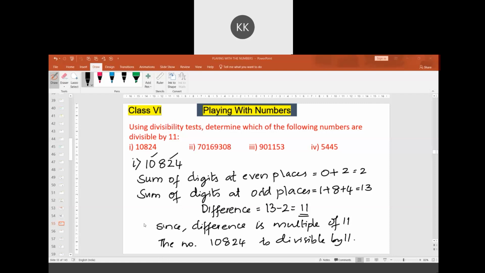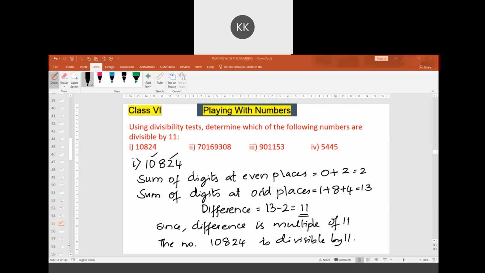Have you understood this? If you take the second one, we need to add the even places and the odd places. What will be the difference? If the difference comes out to be 0 or a multiple of 11, the number is divisible by 11.